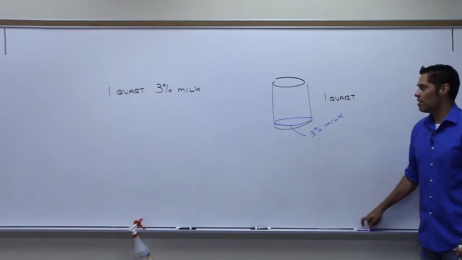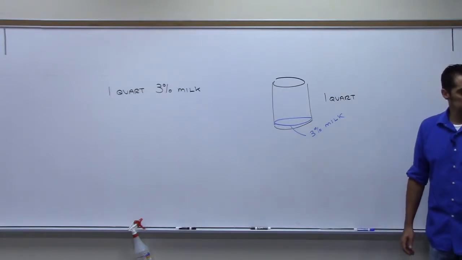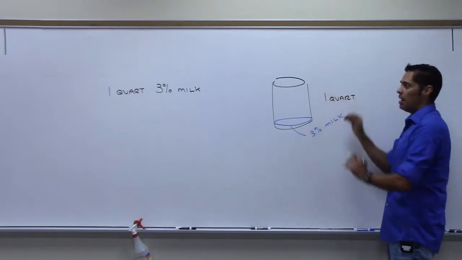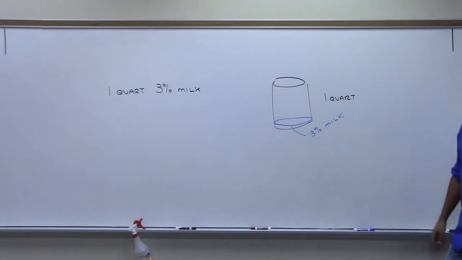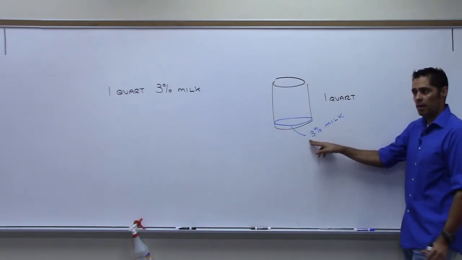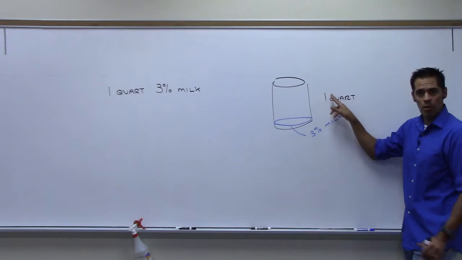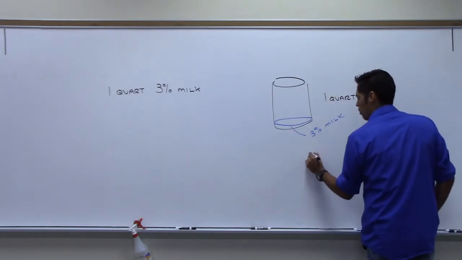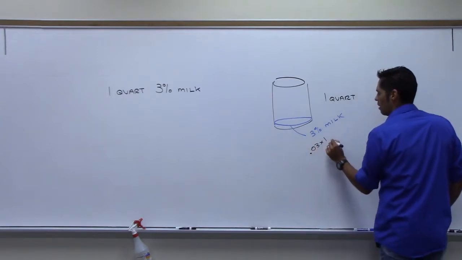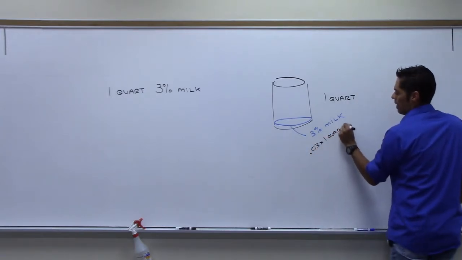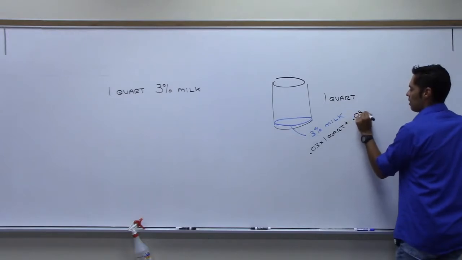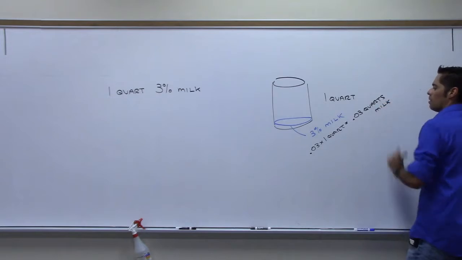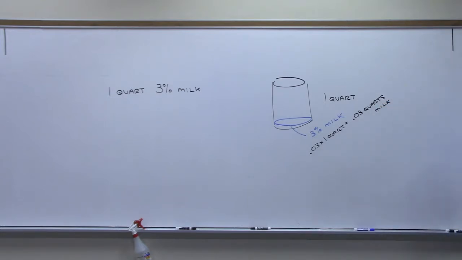How many quarts of milk are in there then? How many quarts of milk? I have 1 quart of everything. How many quarts of milk are in here? You're going 0.03 times 1 quart, right? Understand that? So you do 0.03 times 1 quart and that tells you you have 0.03 quarts of milk. Okay, so that's what I'm starting with.